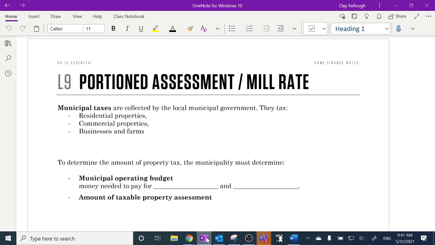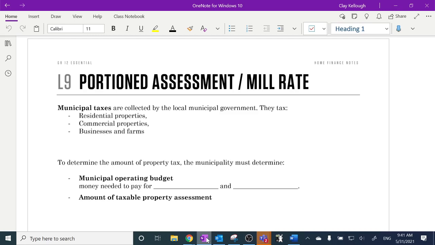So lessons 9 and 10 are the last big idea of home finance. And the topic is, like I was saying, a topic near and dear to my heart: property taxes. I don't get paid if not for property taxes, so of course this one's going to be my favorite.